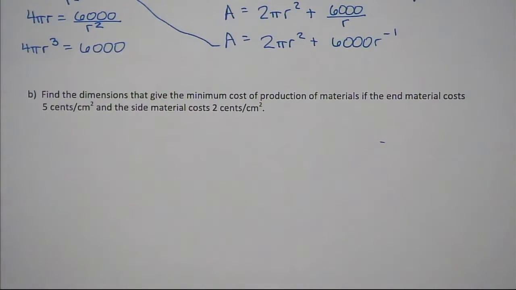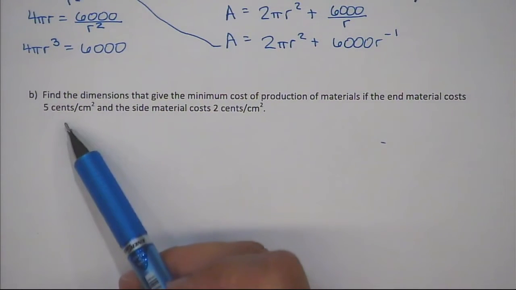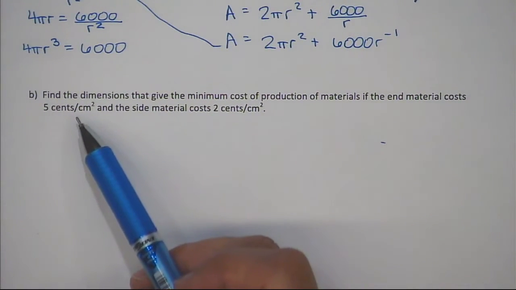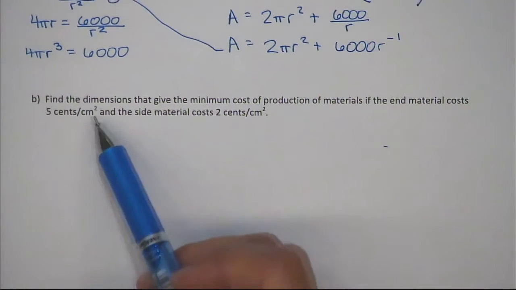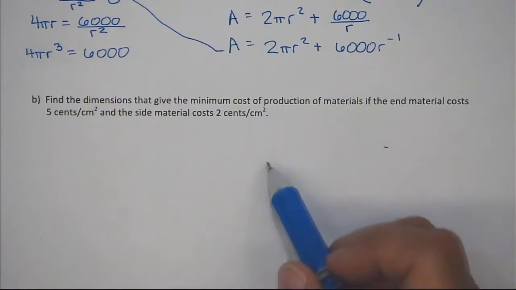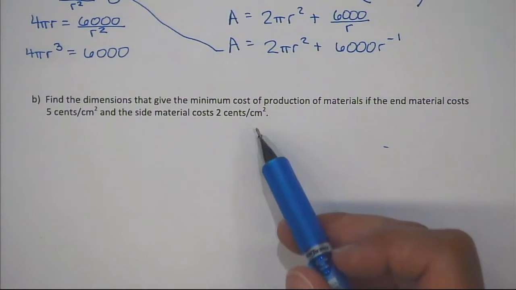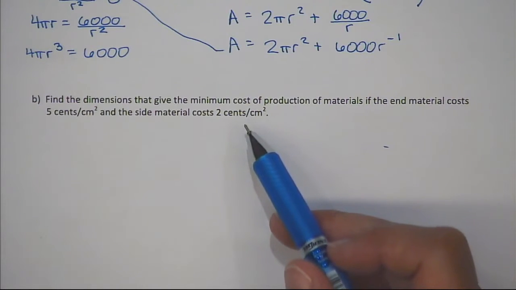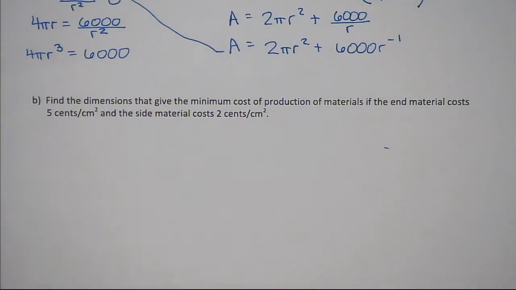B says, find the dimensions that give the minimum cost of production of materials if the end materials, so that's the top and the bottom, cost 5 cents per square centimeter to build, and the side materials, that's the rectangle part, the round part, cost 2 cents per square centimeter to build that. So what would I change on this problem to do that?